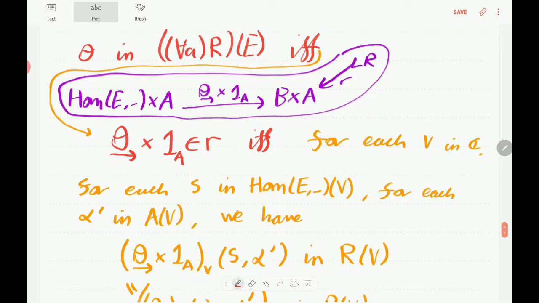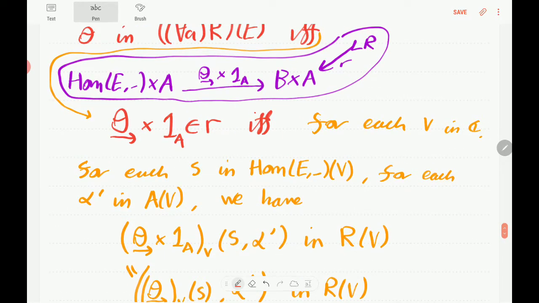But now think about this. When little r is just this inclusion monic, we can rewrite this to say this happens if and only if this mapping, which is a mapping from hom E comma blank times A to B times A, all of the values that get mapped under this always get mapped to things inside this substructure R of B times A.